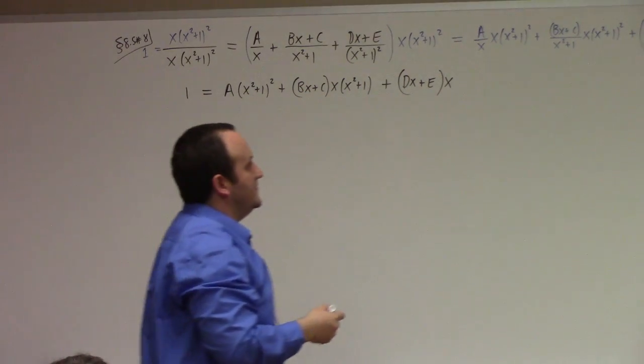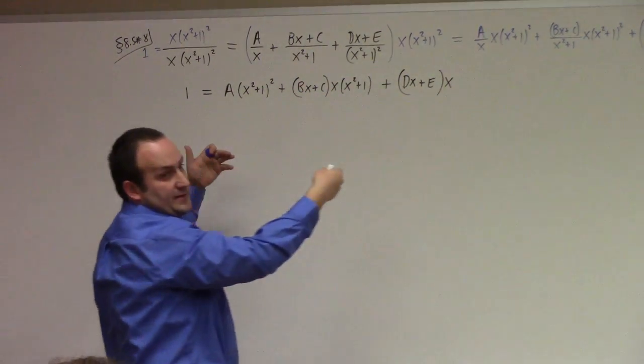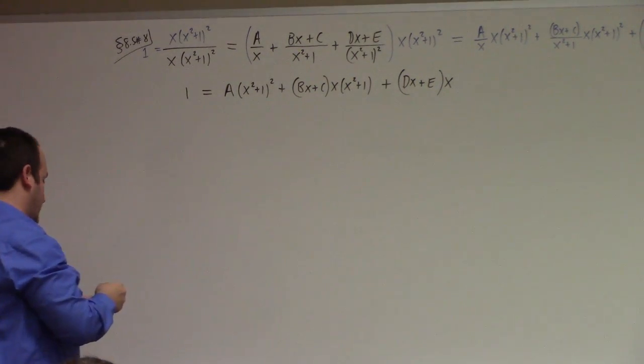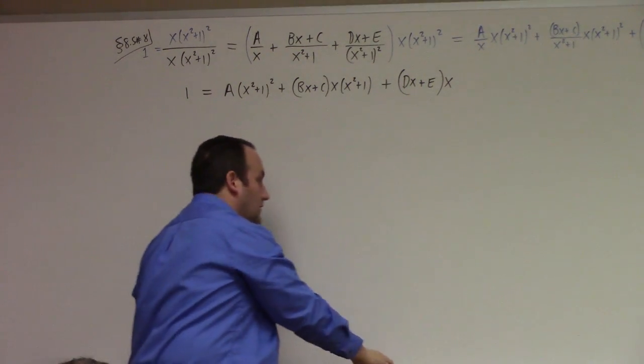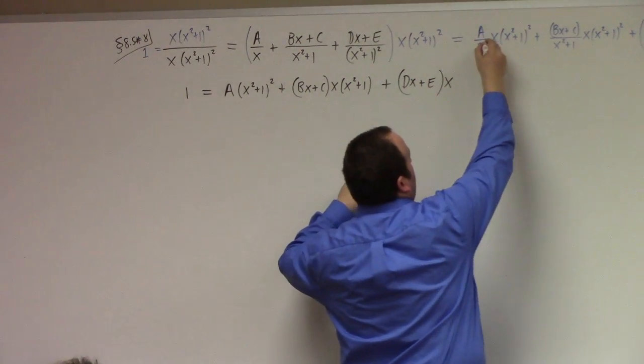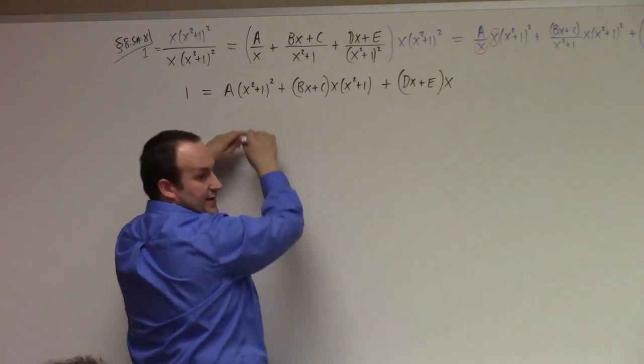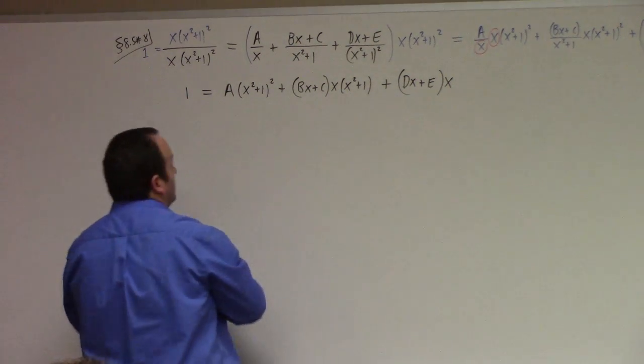But that's actually what's going on. This blue is actually what's going on to get to here, right? That's the in-between step that I almost never write. So what's happening? X is canceling. That leaves me with precisely that, right? See?